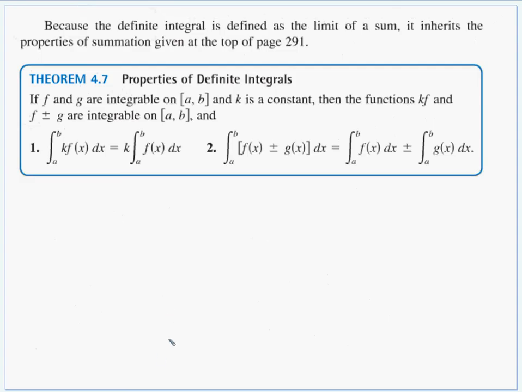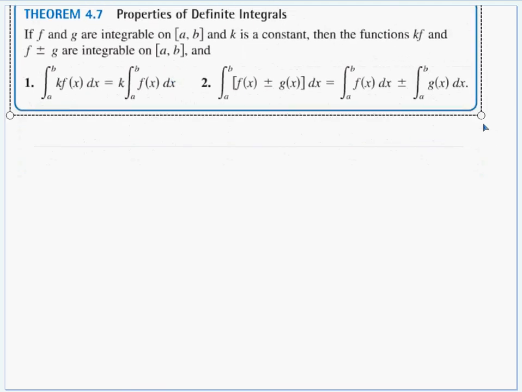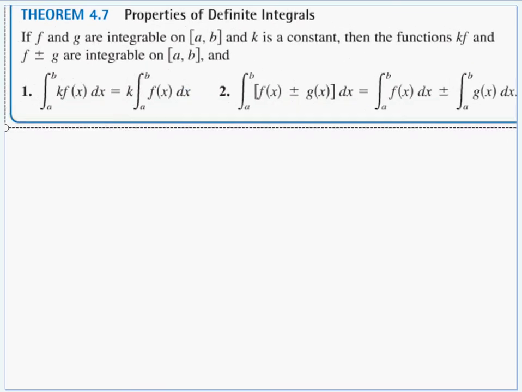Now, there are also some other properties of definite integrals. You've seen similar properties with limits and derivatives. I've said before in class that these properties echo all throughout calculus. Because the definite integral is defined as the limit of a sum, it inherits the properties of summation that we saw back in the book on page 291. So the first one is the constant multiple rule. Definite integral of k times f of x dx, k is a constant. We can factor it out.